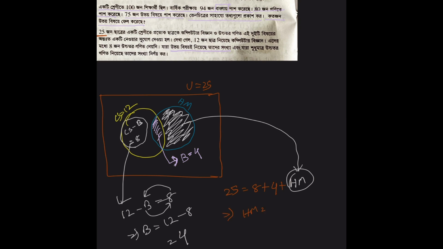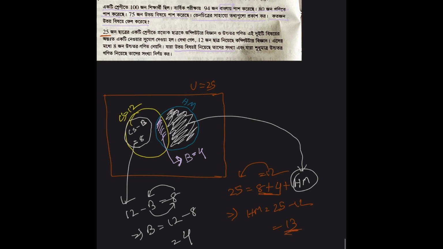This would equal, this is 12, right? When 12 goes over here, it's a minus 12, so 25 minus 12 is 13. So 13 students took only higher mathematics. This was the answer to this question.